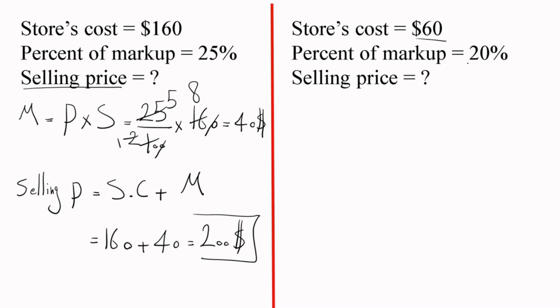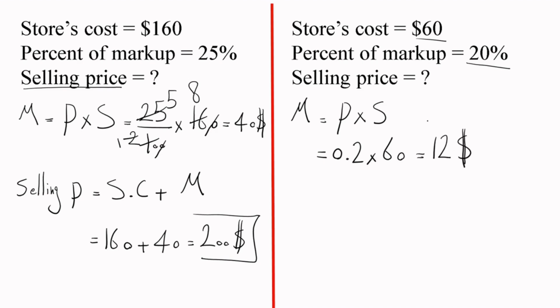A store cost is $60. Percent of markup is 20%. Calculate the selling price. First, let's calculate the markup. Markup is equal to percent of markup, which must be written as a number, times a store's cost. What is the percent of markup here? It is 20%. I prefer to write it as decimal here, 0.2 times. And the store's cost is $60. I'm going to write it 60. It's going to be $12.